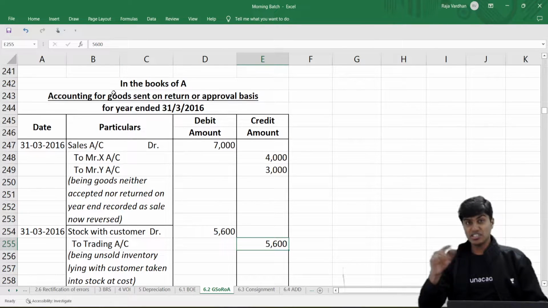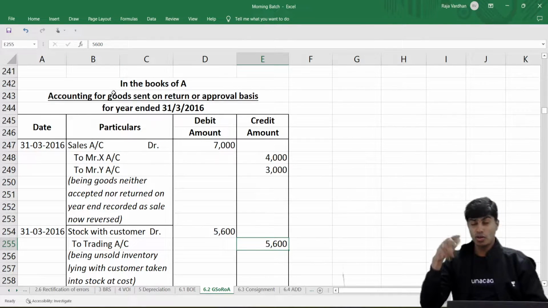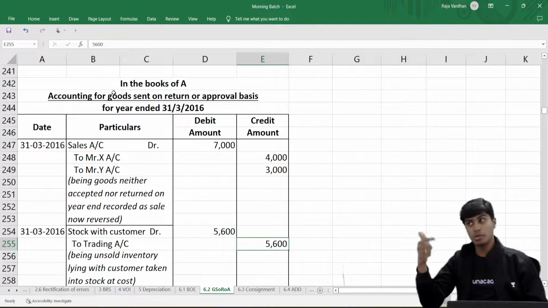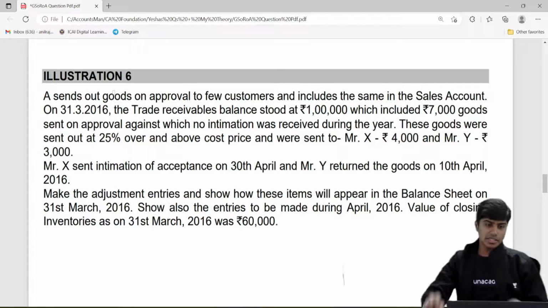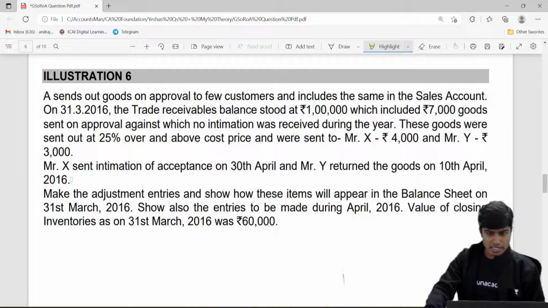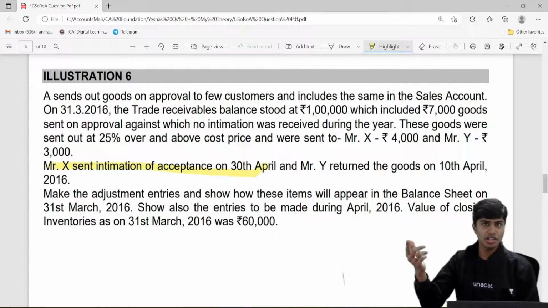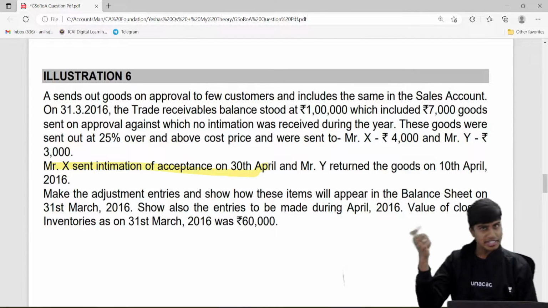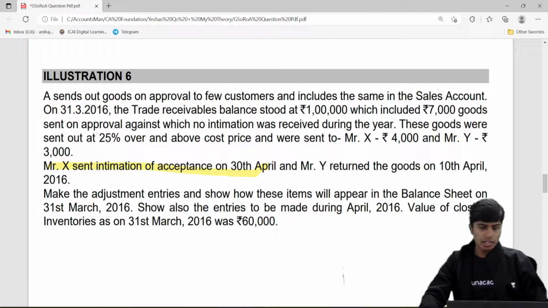Done. In the first 5 illustrations we did just this, or maybe one sale entry also, or maybe the entry in the next year. But in this question, they have asked us to, okay, Mr. X sent intimation on 30th of April, that is next year. If he sends the intimation, we would have to write a separate sale entry. This is in the next year. Okay, Mr. Y returned the goods. For Mr. Y returning the goods, there is no entry.